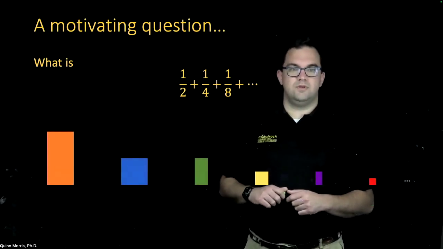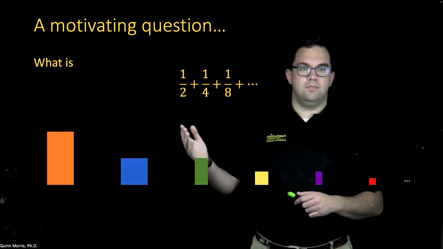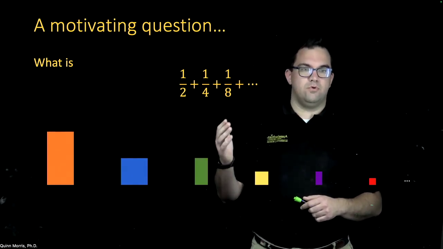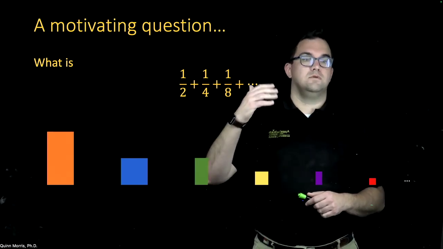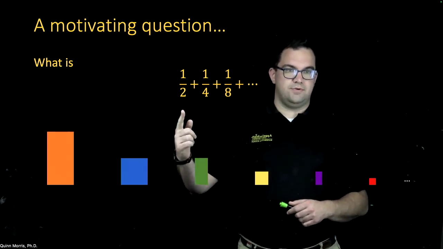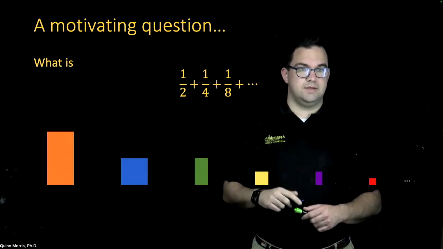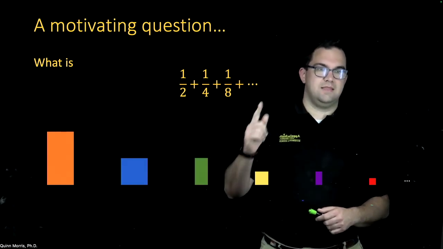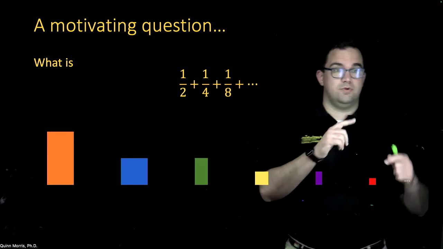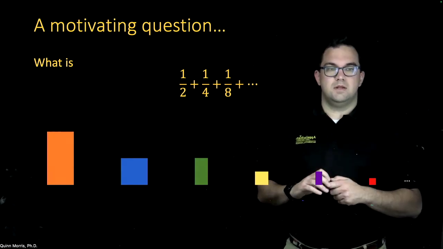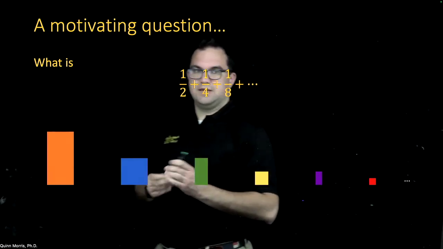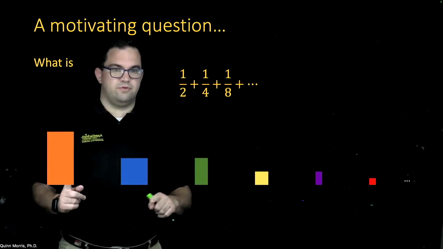Imagine I wanted to add up the sum 1/2 plus 1/4 plus 1/8 plus 1/16. You might be able to see the pattern here, right? Each time my denominator is doubling. So a half plus a fourth plus an eighth plus a 16th plus a 32nd, and so on and so on. Now, what I have done here is I've represented these as areas of various shapes.